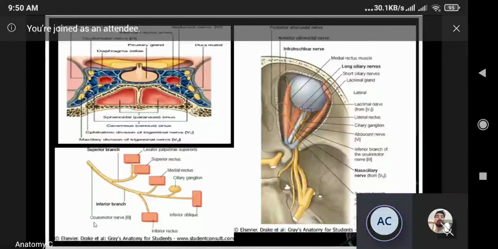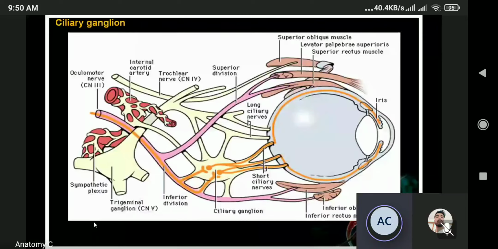Now, next one is what do you mean by ciliary ganglia? What is the preganglionic parasympathetic outflow from the Edinger-Westphal nucleus? Now, see, from the Edinger-Westphal nucleus, I'll repeat it again. From the Edinger-Westphal nucleus, the preganglionic parasympathetic outflow will come. It will follow the course of the oculomotor nerve. That means it will pass through the inferior ramus of the oculomotor nerve.